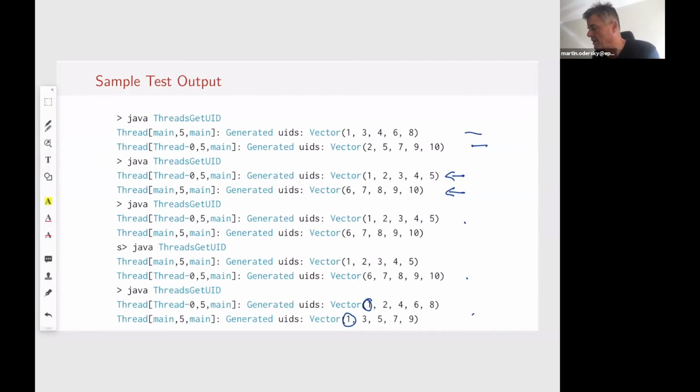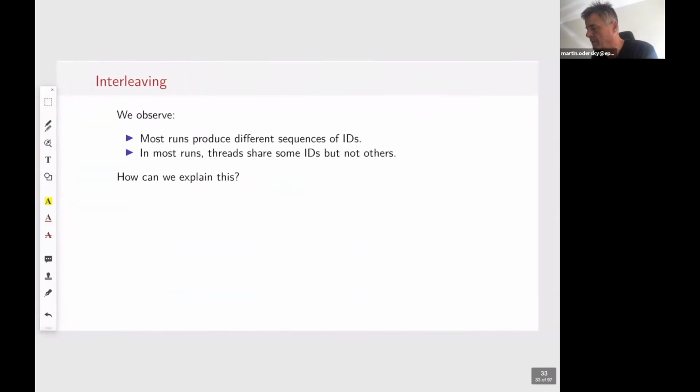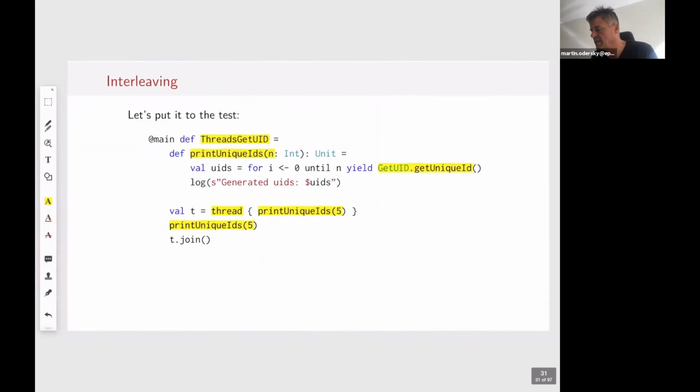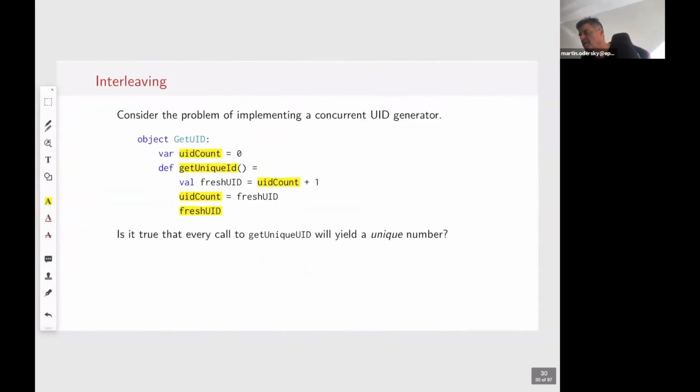So let's see what happened here. Why did it go wrong? How can we explain that? Does anybody have a theory how we can explain that? Here was our critical program. So why would the concurrent execution go wrong here?